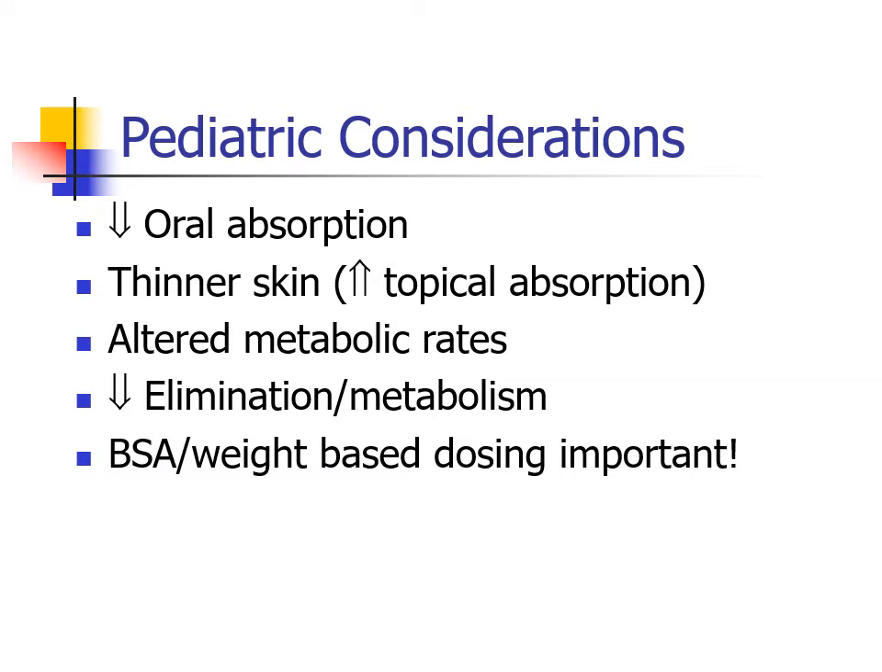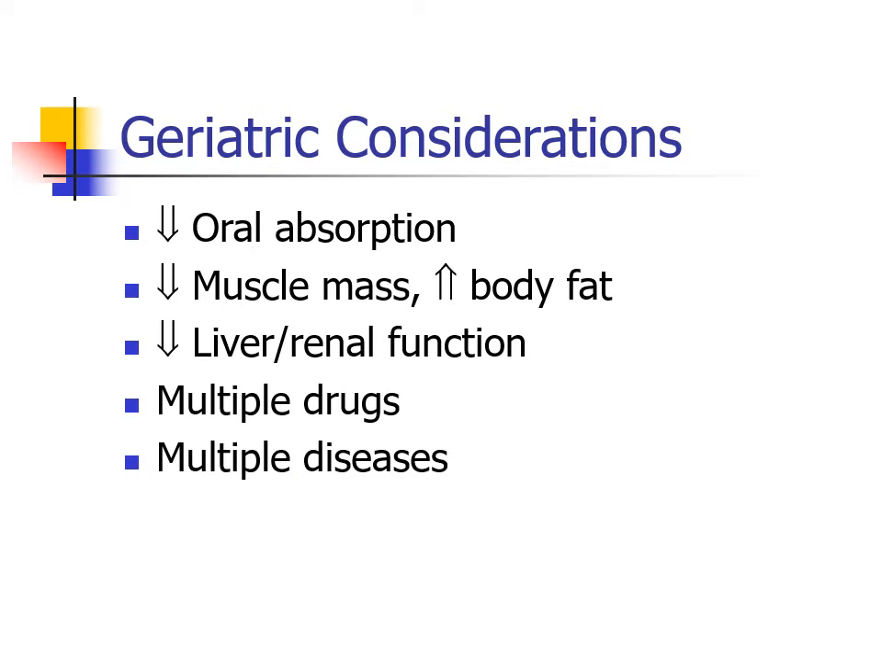There are a few things to remember when dealing with pediatric patients: decrease in oral absorption, increase in topical absorption due to thinner skin, they have altered metabolic rates, have a lower metabolism rate, and weight-based drug dosing is important. Geriatric considerations. Geriatrics have a lower oral absorption rate, lower muscle mass and higher body fat, lower liver and renal functions, may be on multiple drugs, and or have multiple diseases.